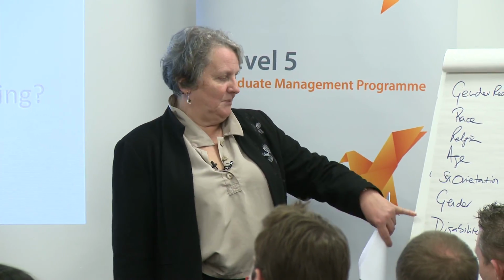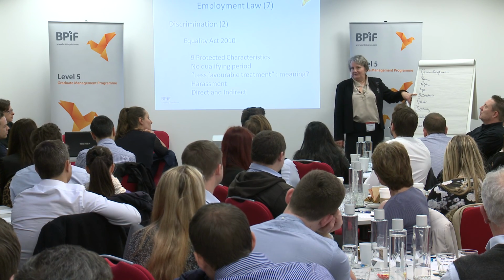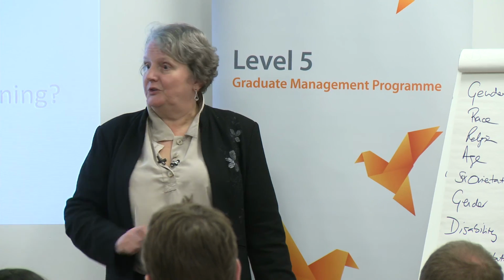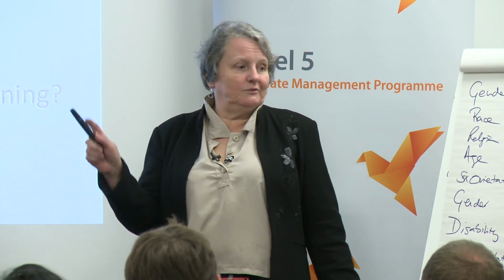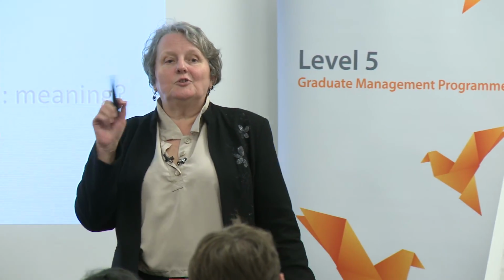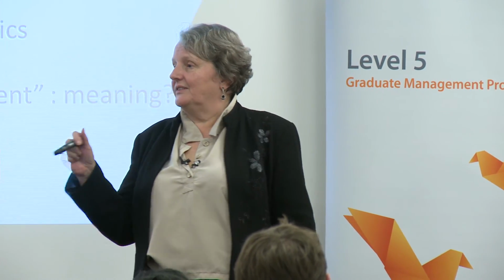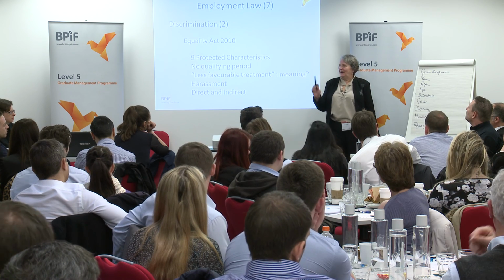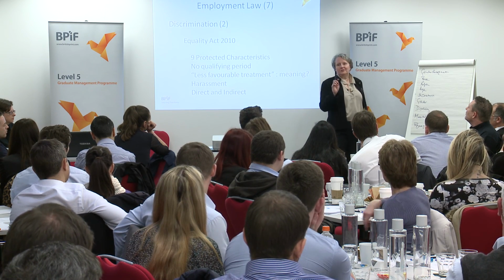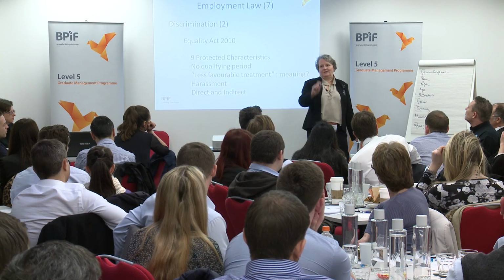Marital status is never going to come up. Sexual orientation, pretty obvious. Age, you're not allowed to have a normal retirement age now. If any of you have got normal retirement ages in your contracts, in your procedures, in your policies, take them out, because you cannot have a normal retirement age unless you can justify it, and it's very difficult to justify.